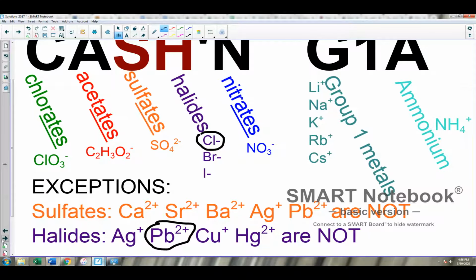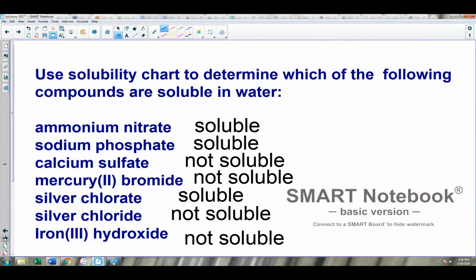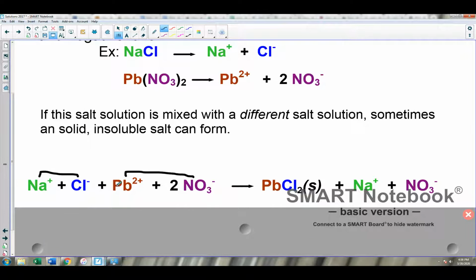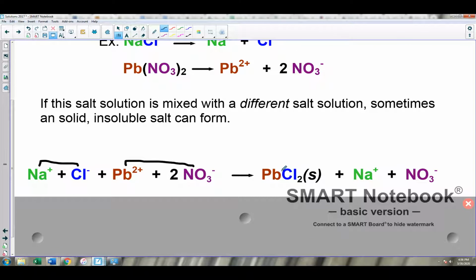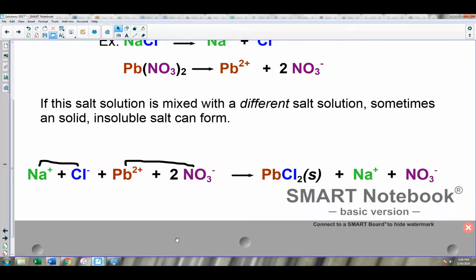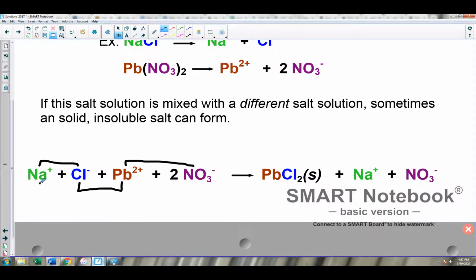Lead chloride should not be soluble. So if I have all four of those ions in the same place at the same time, what ends up happening is lead chloride precipitates out. Remember, from double replacement reactions, the way that we predicted the products was always inside outside. So they're going to swap partners: chloride could go with lead and sodium could go with nitrate.